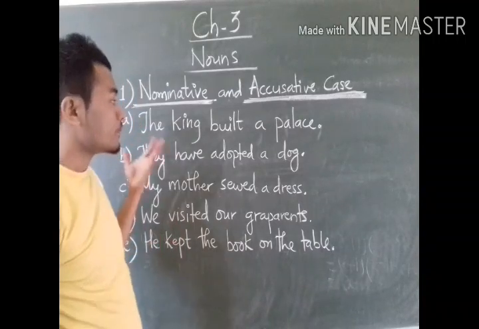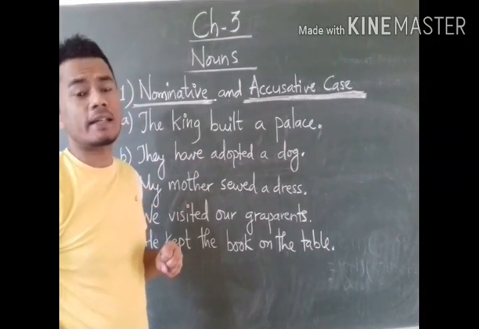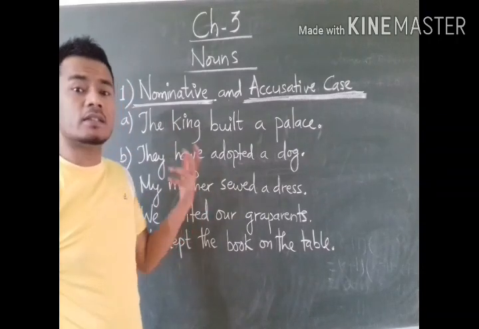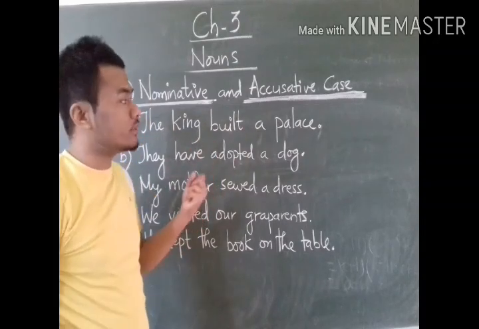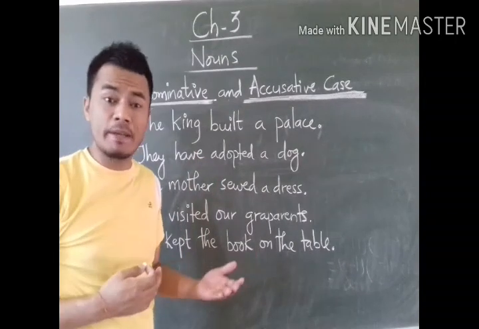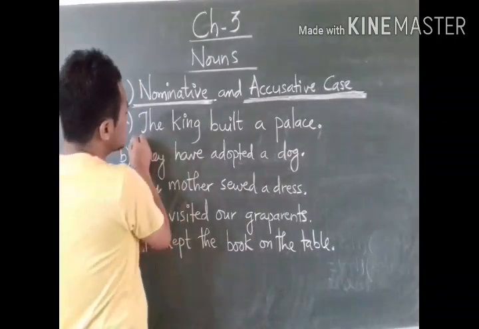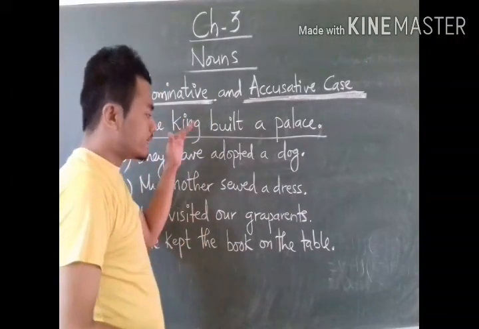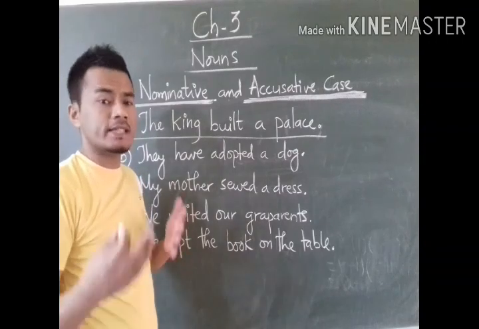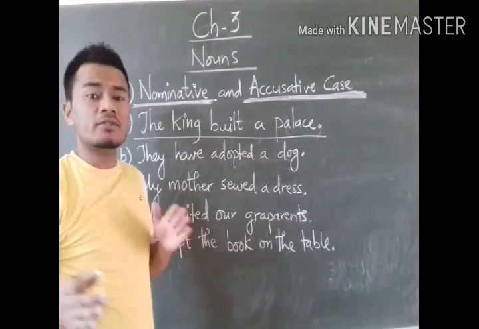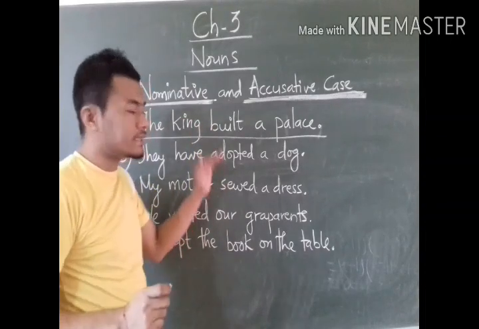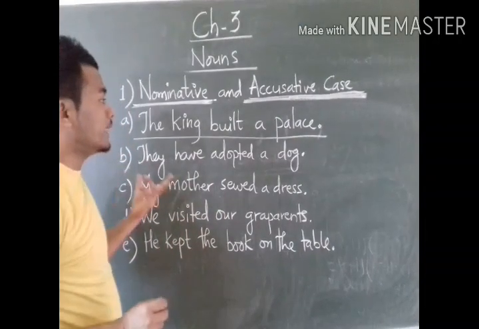Okay, see here. The king built a palace. To understand whether the nouns are in nominative case or accusative case, at first we have to find out the verb also. Verbs play the main part. So at first we will read sentence number 1. These sentences are taken from your book, from your exercise. I have taken only 5 sentences. The rest of the sentences you can do when you see me solving them on this board. See, the king built a palace.